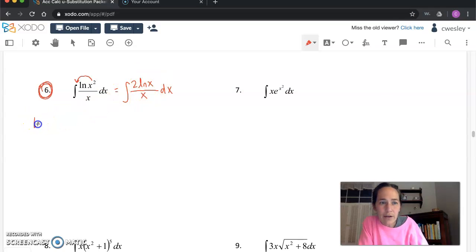Choose let u equal ln of x. It's a great choice because it is a little more complicated. It's not really more innermost, but its derivative is going to appear. I think that'll take you far with number 6.